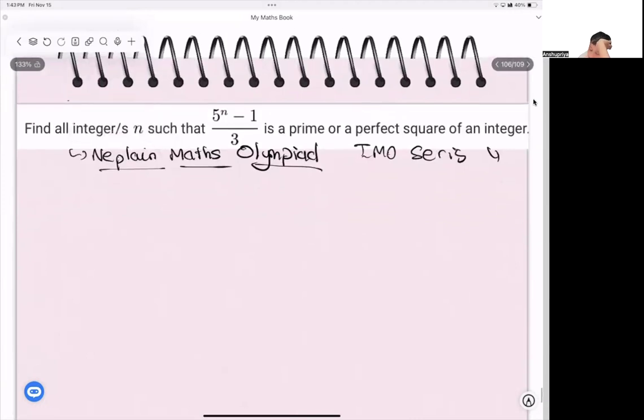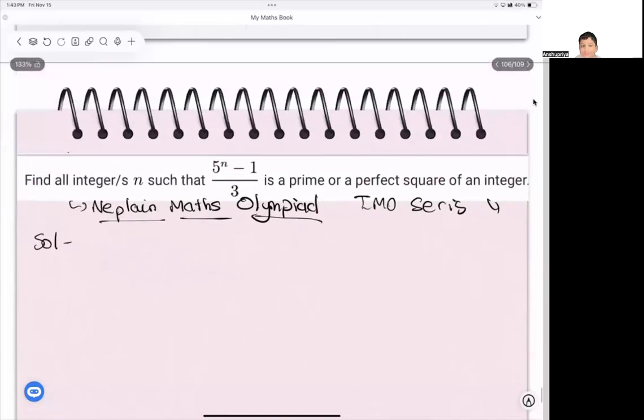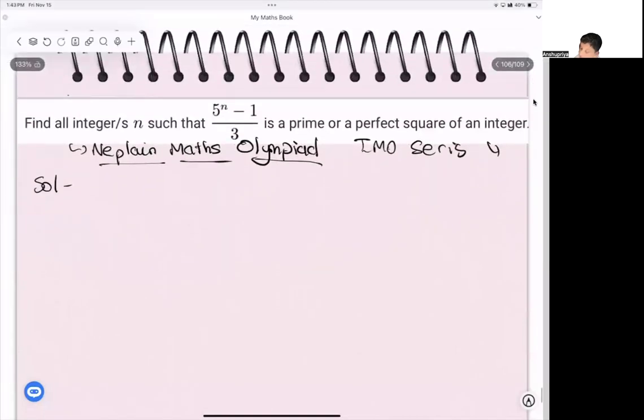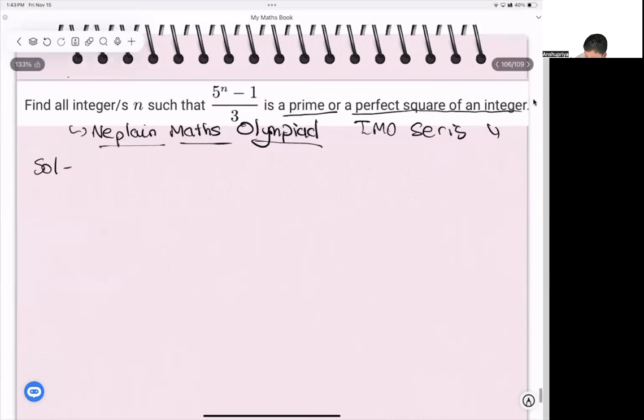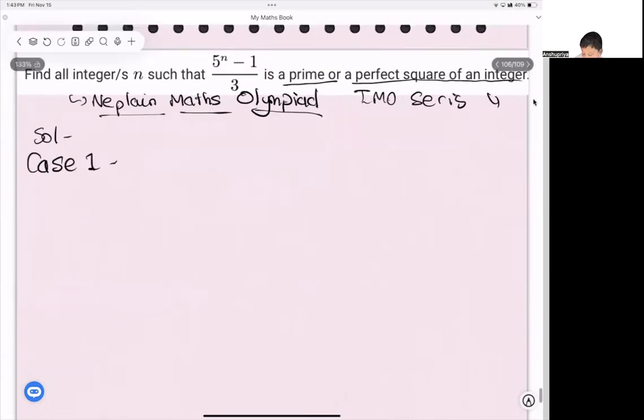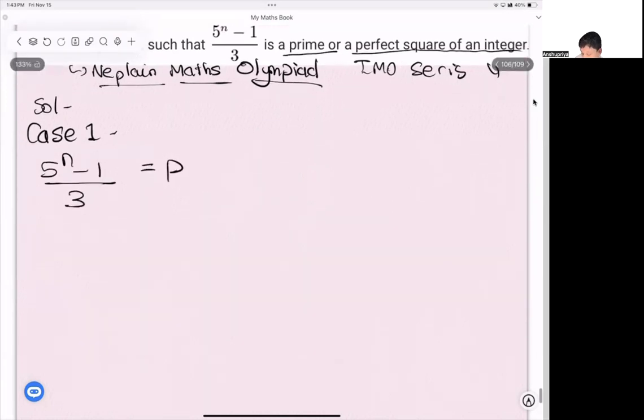Okay, let us start with the solution. So there will be two cases. What will be the cases? If it is prime or if it is a perfect square of an integer. So case 1: (5^n - 1)/3 is equal to p, where p is prime.